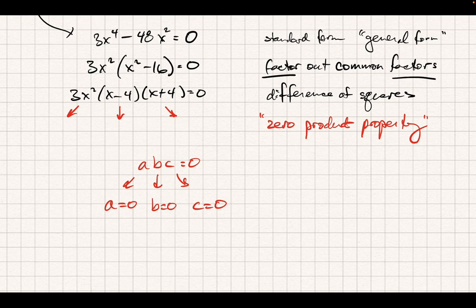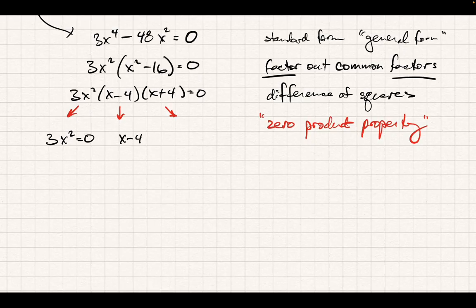Jason, what's my first equation? 3x squared equals 0. Okay. Finn, what's my second one? x minus 4 equals 0. Miley, what's my next one? x plus 4 equals 0. Right. Ella, help me solve the first one. Divide by 3, which is x squared equals 0. Square root of both sides. x equals 0.